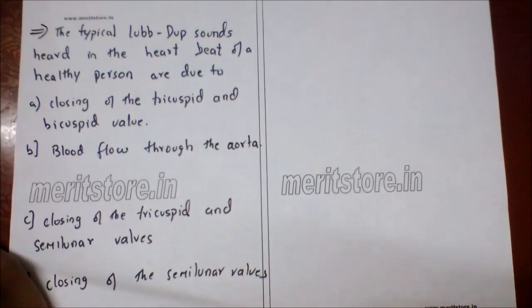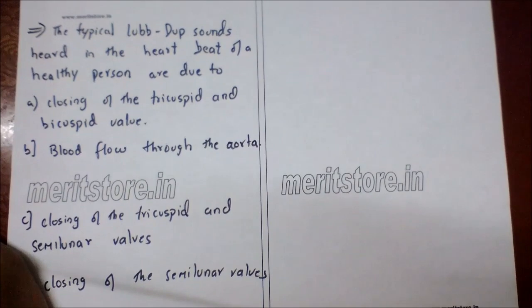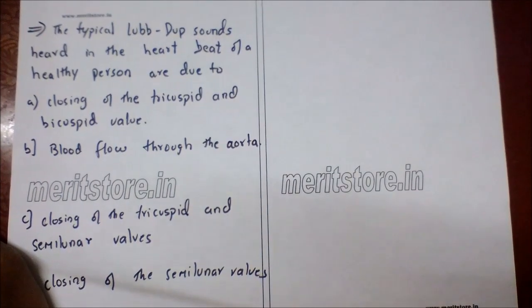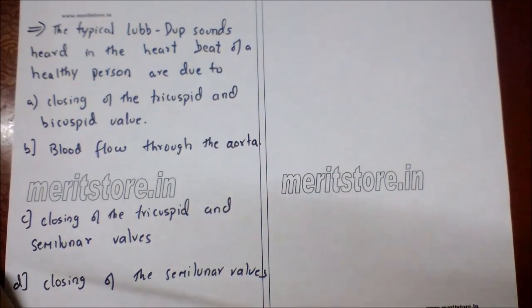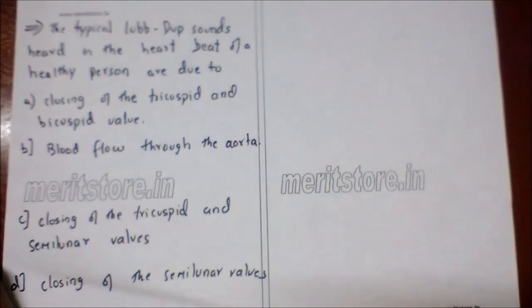The typical lub-dub sound heard in the heartbeat of a healthy person is due to A. closing of the tricuspid and bicuspid valve, B. blood flow through the aorta, C. closing of tricuspid and semilunar valve, D. closing of the semilunar valves.